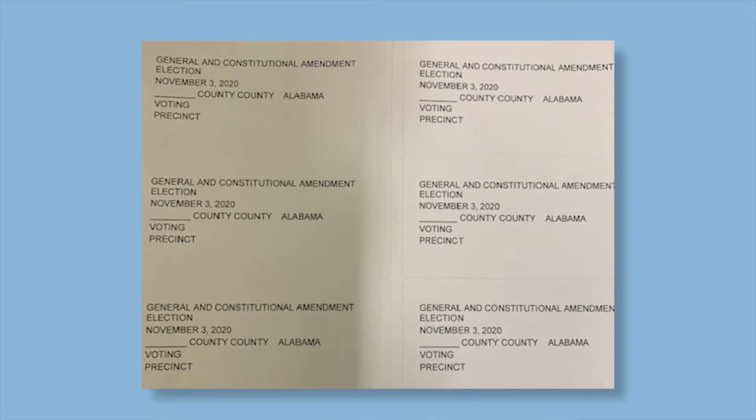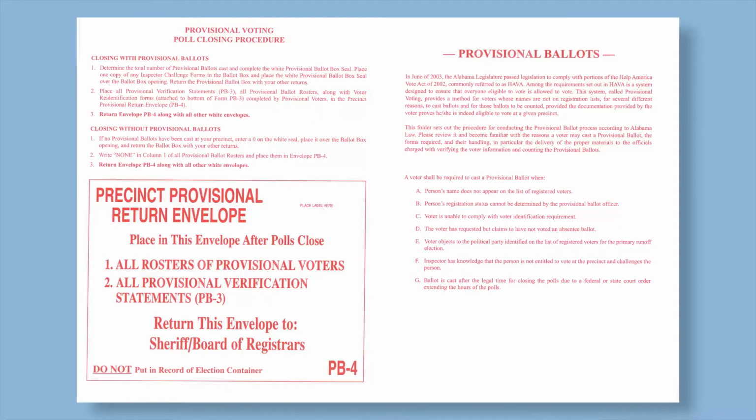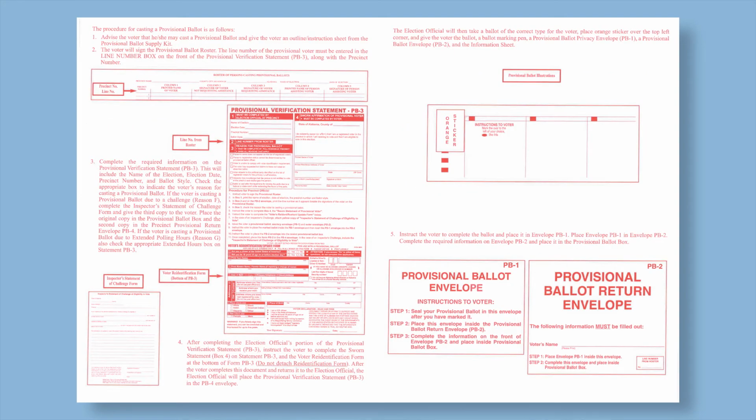Please place a label on your provisional box as well to identify that box has come from your location, which will make it easier for the sheriff's office to identify when they pull those out for the provisional count 7 days after the election. Also, if you're the inspector or the provisional officer, please open the provisional booklet and refresh your memory, read over those instructions, and have your supplies laid out in case someone does come in to vote provisional. That will make the process much easier.